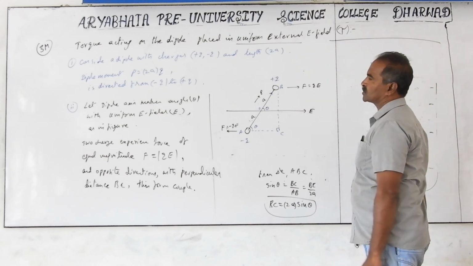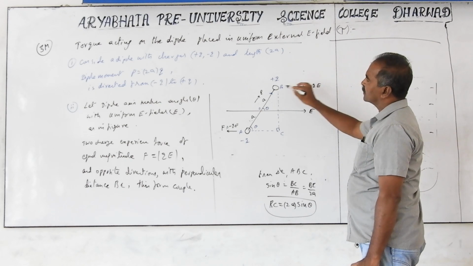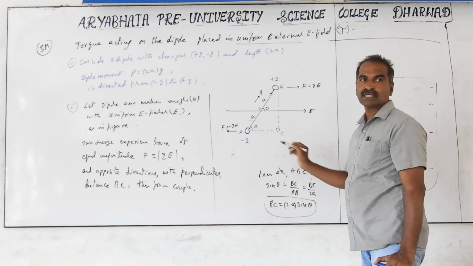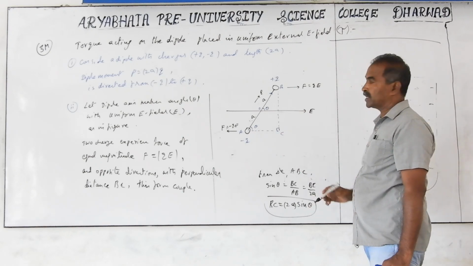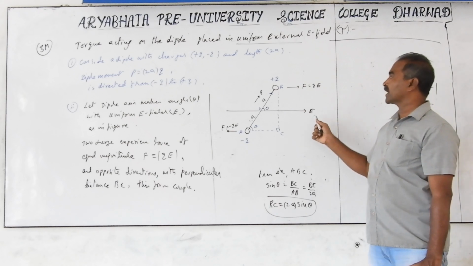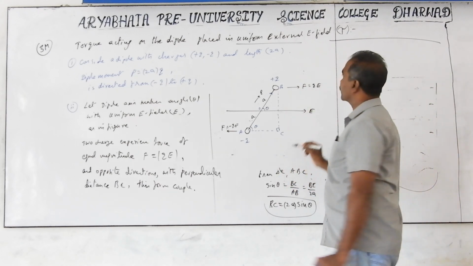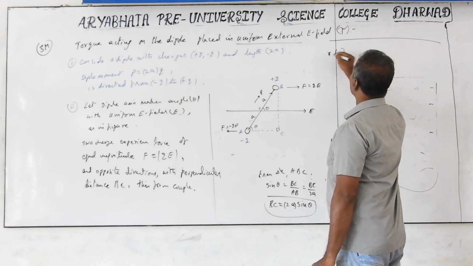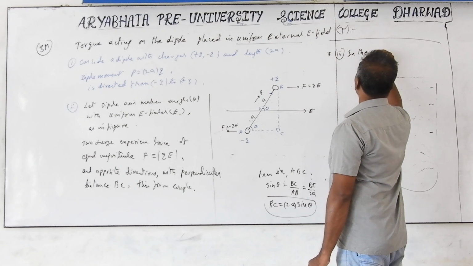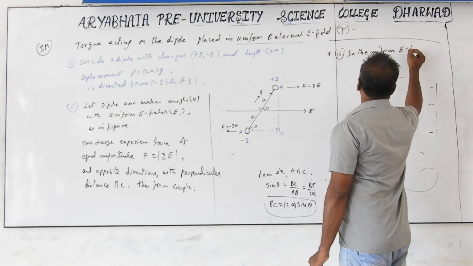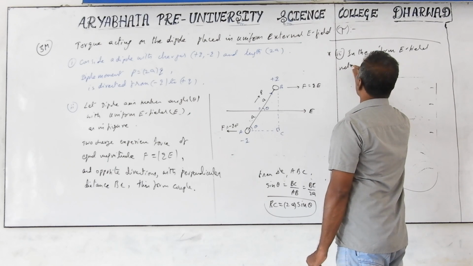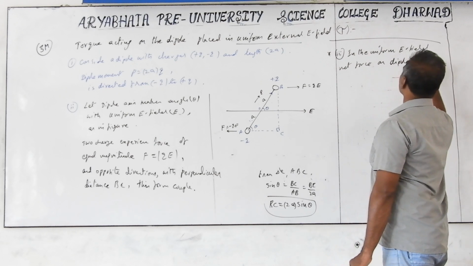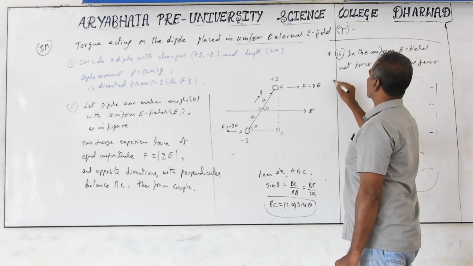What about the net force acting on this dipole? The forces are equal and opposite, so the net force is 0. That point is important, for the uniform field only. In a uniform electric field, the net force on the dipole is 0.